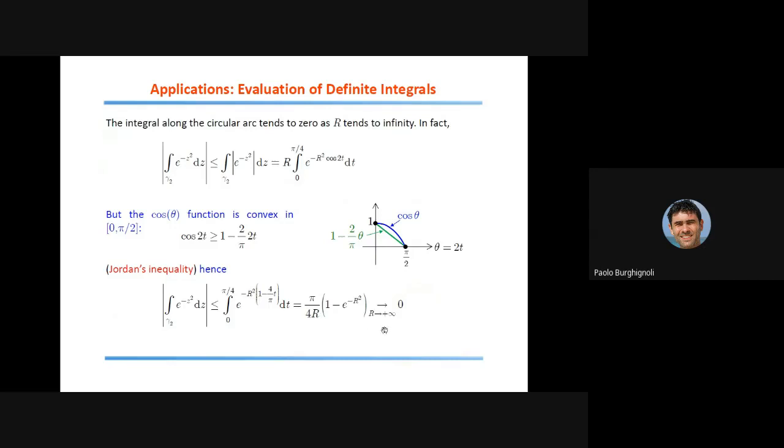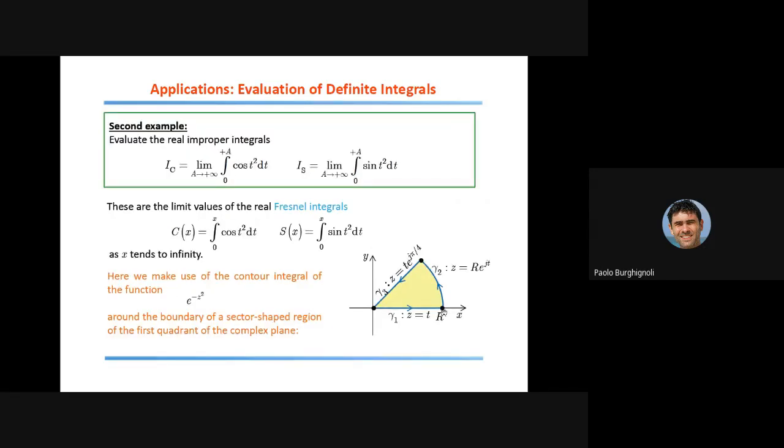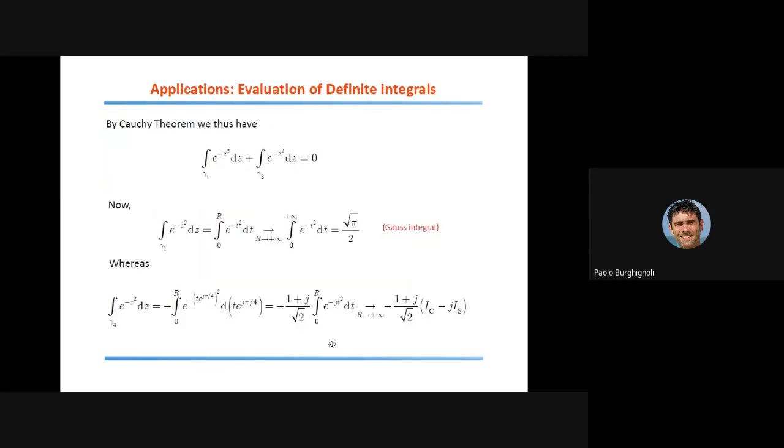And again, we draw the conclusion that when r goes to infinity, the absolute value of the integral around gamma 2 must go to 0, which means that in the limit when the radius r goes to infinity, the contribution of the arc at infinity goes to 0. So we are left with the contribution of gamma 1 on the real axis and the contribution of gamma 3 on the bisectrix that we will now examine.